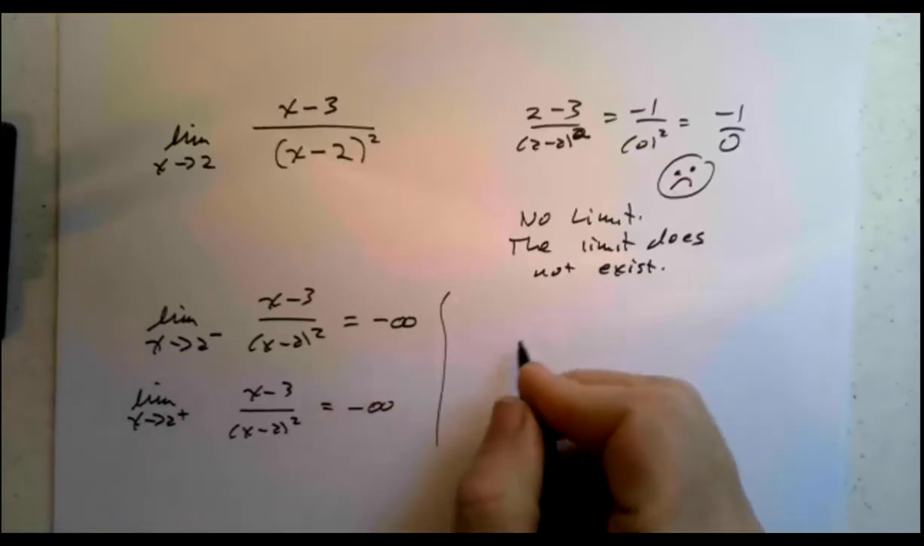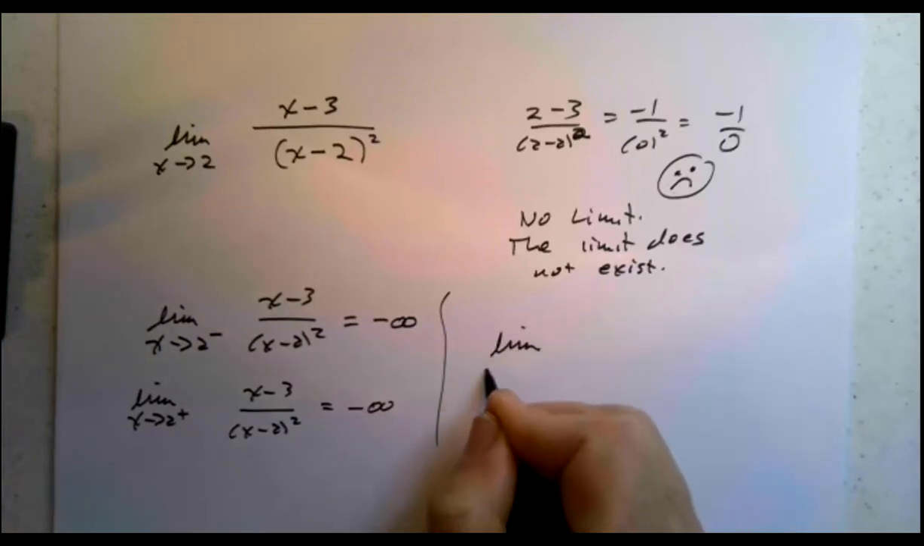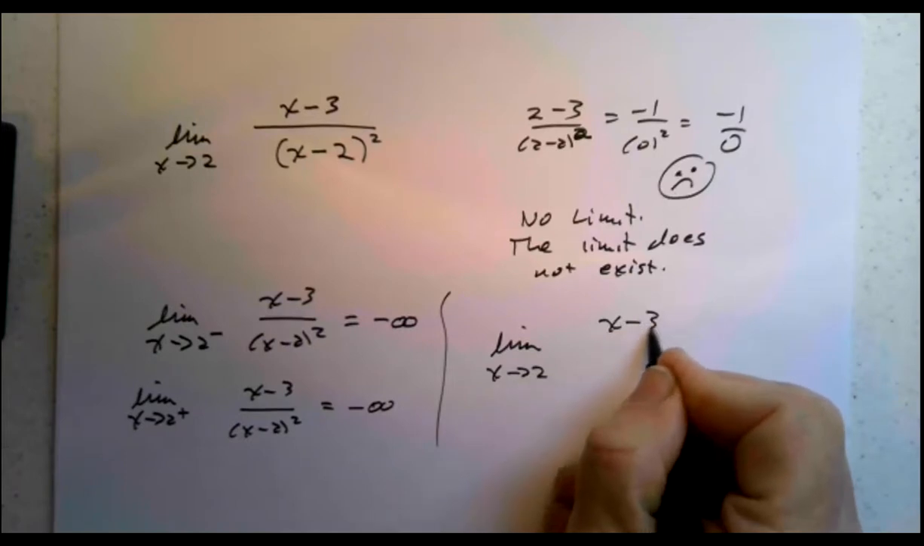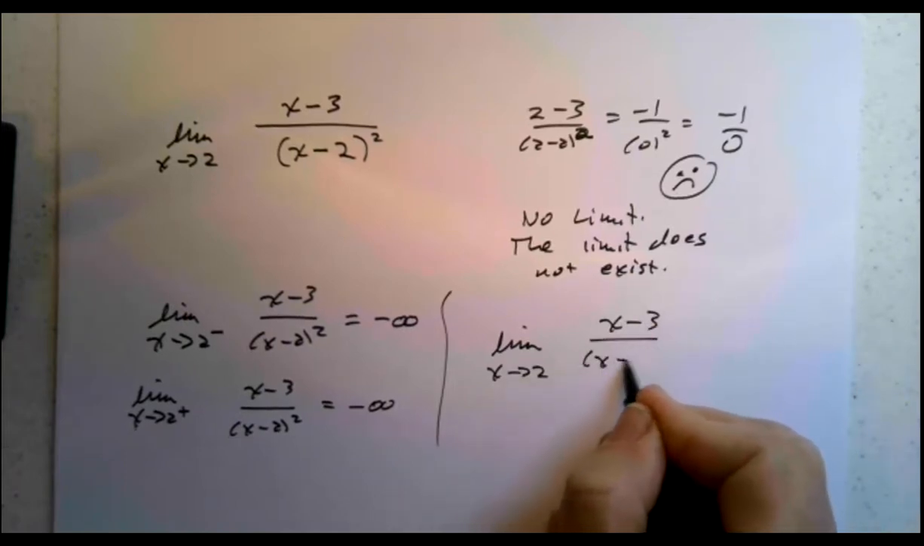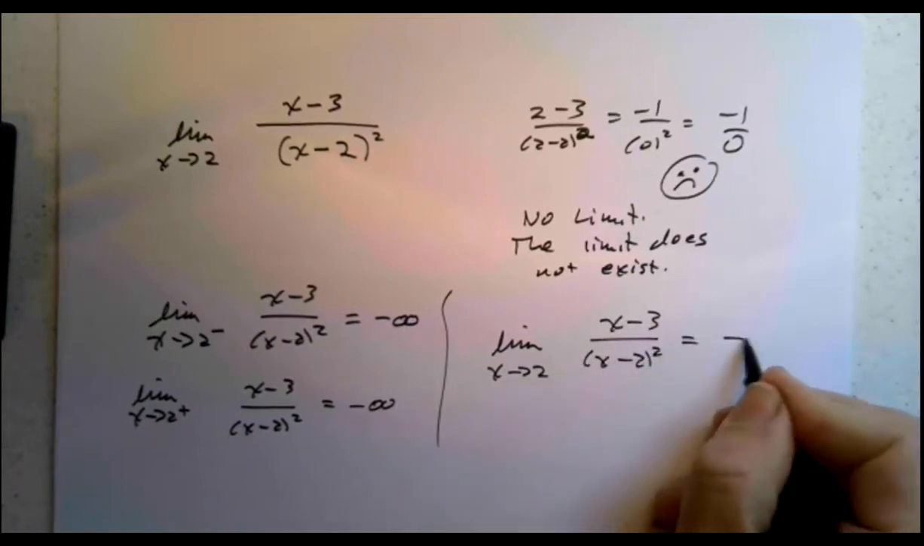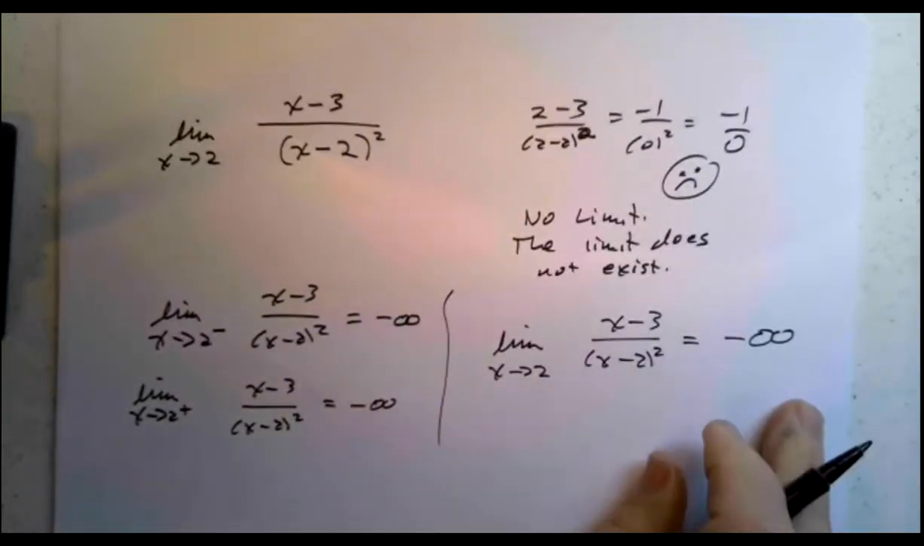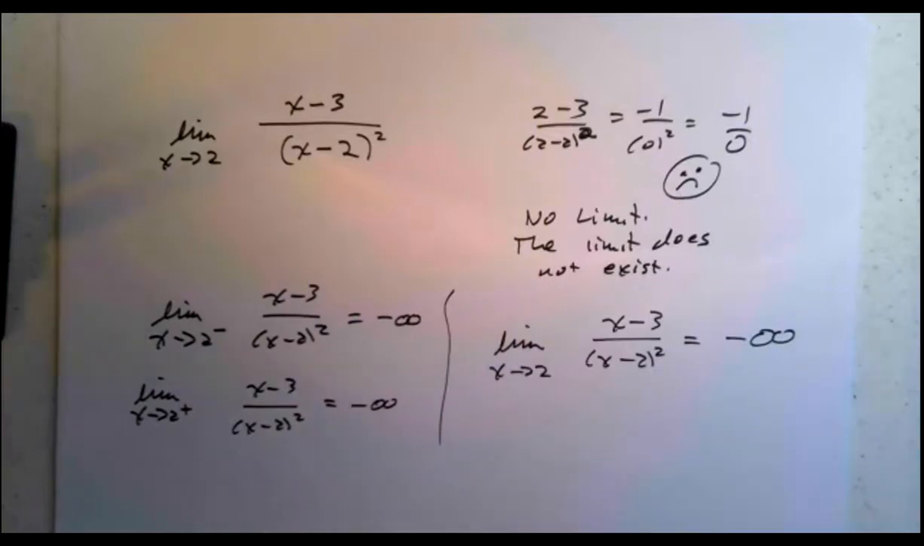So therefore you could say, using the standard notation, that the limit as x approaches 2 of x minus 3 over x minus 2 squared equals negative infinity. But I want you to see these do not contradict each other. The limit is negative infinity and the limit does not exist. Those are both true statements. So be careful to see what the question is asking.